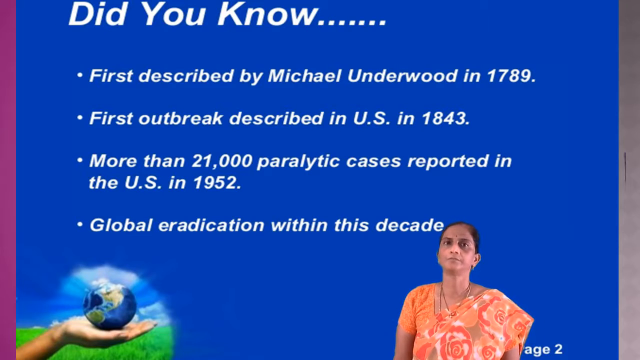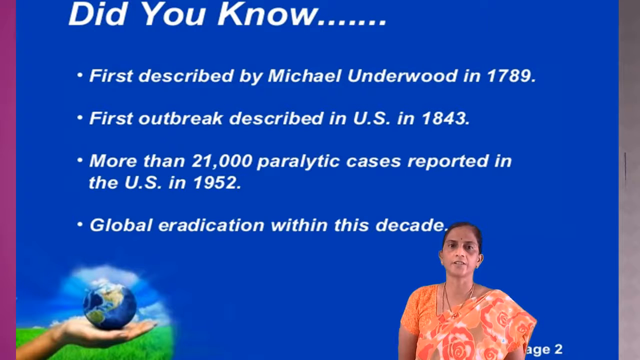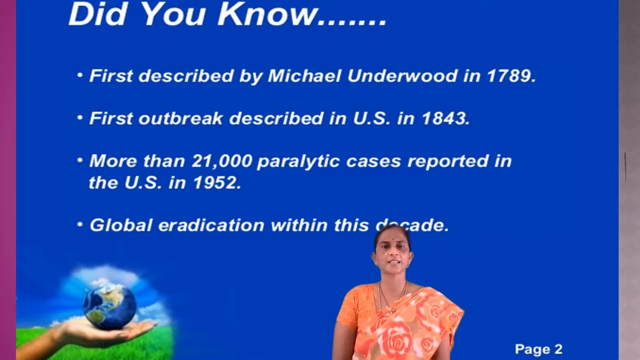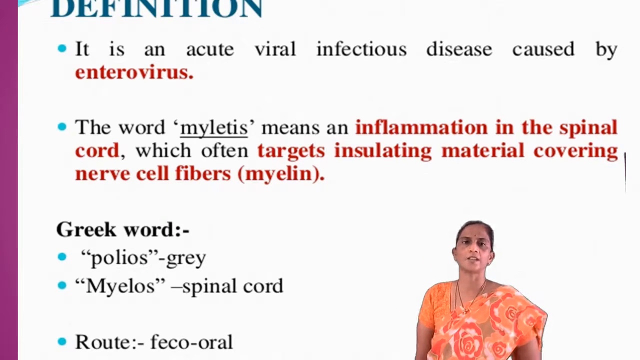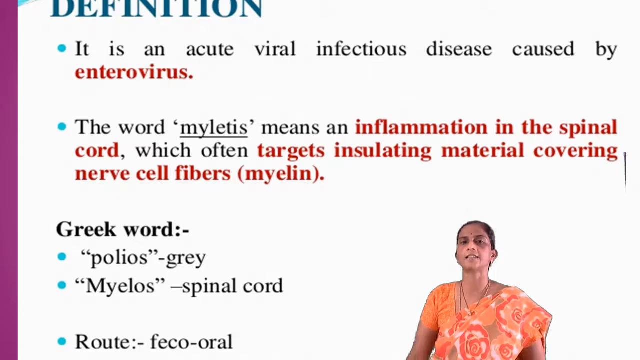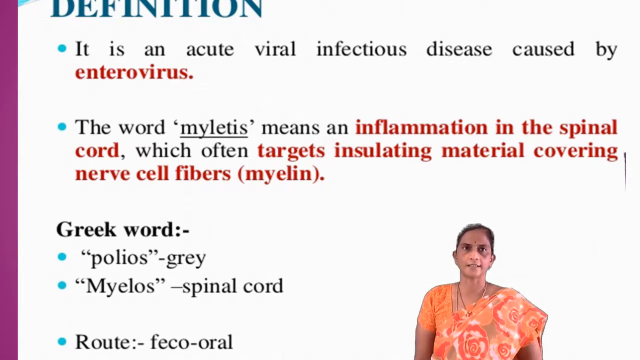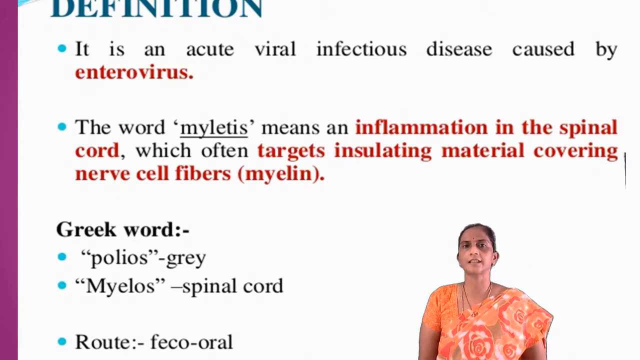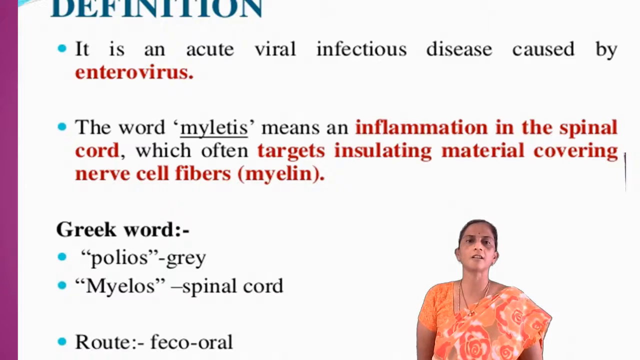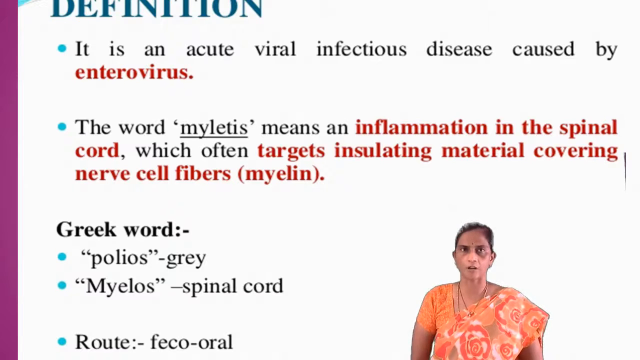Next, coming to the definition, it is an acute infection. Acute infection means a disease which can spread easily. A rapidly transferred disease is called an acute disease, whereas chronic means a disease which lasts lifelong. Polio is an acute viral disease caused by enterovirus. The virus which is present in the intestine is called enterovirus. Why? Because the organism enters the body through ingestion. Ingestion means intake of contaminated food and water.